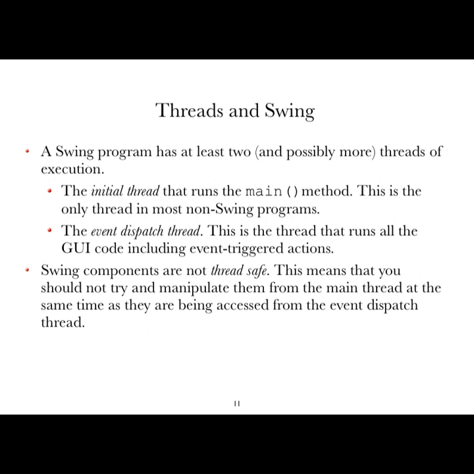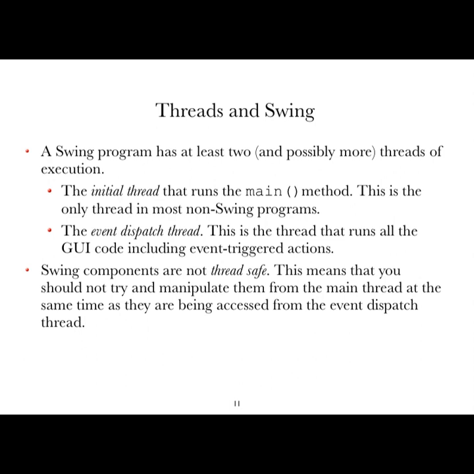So these swing programs, these Java programs that use this swing system, will have at least two of these threads. So you've got the kinds of things you've seen already, the initial thread, you run a program, finds the main method, and then it runs through that. But then there's also something called an event dispatch thread. So that runs the graphical user interface code and looks after the actions that are triggered by events.